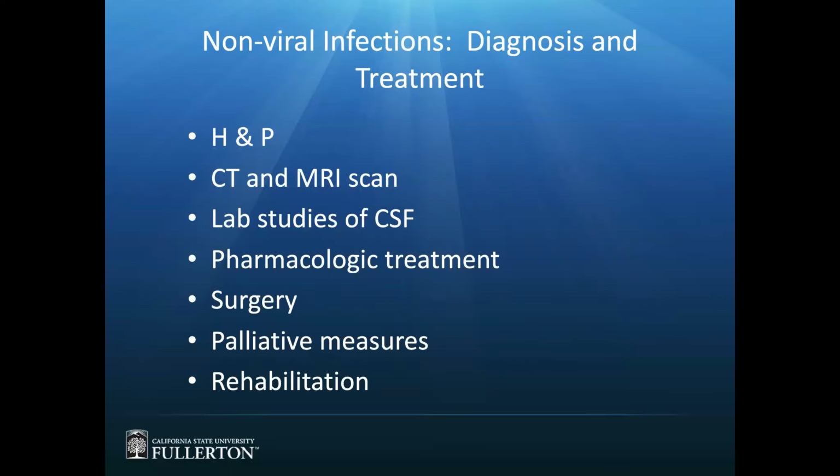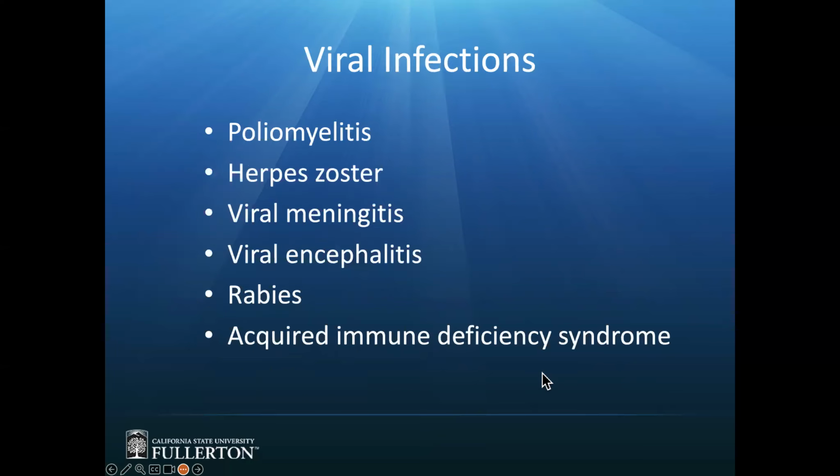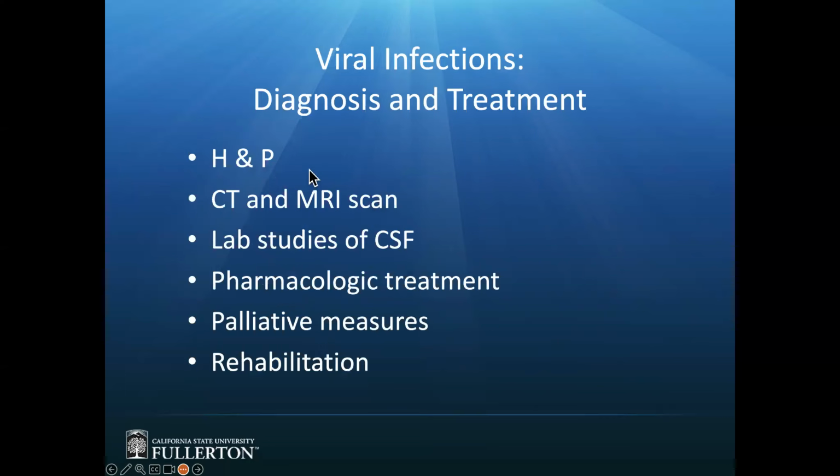All right. And then here's the diagnosis and treatment. Again, history and physical, CT scan, MRI scan, lab studies to look at the cerebral spinal fluid. There can be pharmacological treatment, surgical treatments, palliative measures, rehabilitation. It's all in the book. And here are the viral infections. Polio. Polio is a viral infection of the neurologic system, affects a certain part. Herpes, herpes zoster, viral meningitis, viral encephalitis, rabies, AIDS. Diagnosis and treatment, you'll see always history and physical, CT and MRI, lab studies, pharmacological treatment, palliative measures and hospice, and sometimes rehab is appropriate.